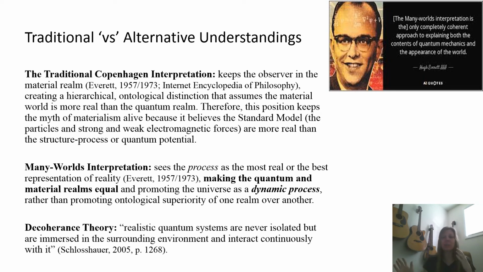However, the many worlds interpretation sees the process as the most real or the most representative of reality, making the quantum realm and the material worlds equal and promoting the universe as a dynamic process, a relational, multi-directional process, rather than assuming ontological superiority of one realm over another. This is more consistent with decoherence theories of quantum physics that state that realistic quantum systems are never isolated, but are immersed in the surrounding environment and interact continuously with it.